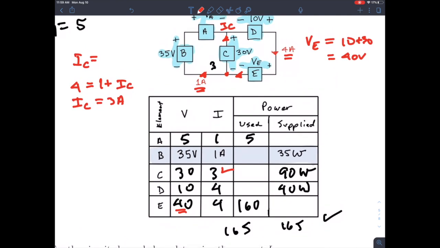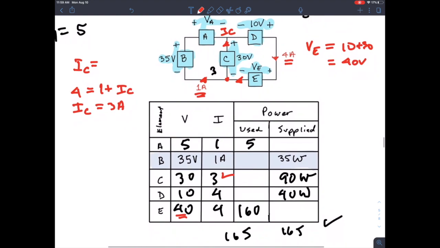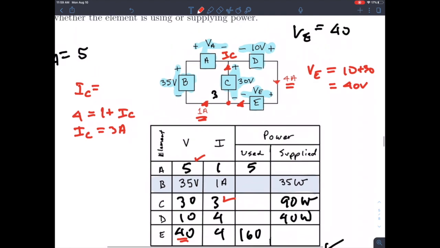Okay, and so you calculate, well, no, I needed VA. And so you write a KVL equation, you get VA to be 5 volts. Okay, so from here, it's just a matter of looking at the sign convention to tell whether this is using power or supplying power. So let's take a look at A. Okay, so VA is 5 volts, all right? And then the current is coming this way, right? I extend this 1 amp around. It's coming this way. That's in the direction of a drop, all right?